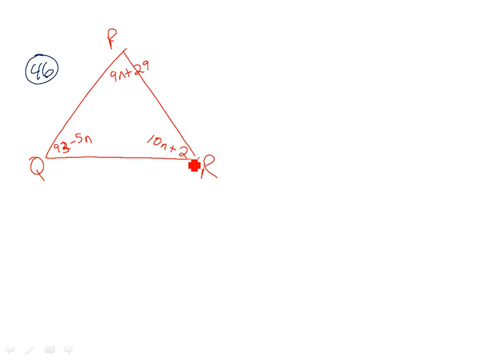As soon as I see all that, what am I going to do? What are you going to do next, Levi? You do 9n plus 29 plus 93 minus 5n plus 10n plus 2 equals 180. All three of the angles should add up to equal 180, right?